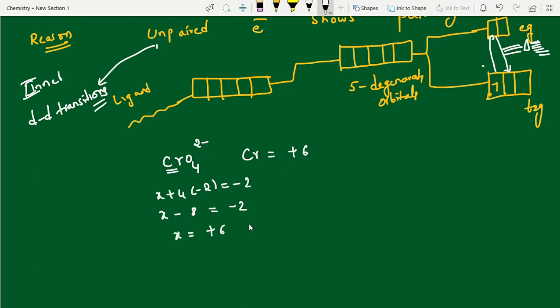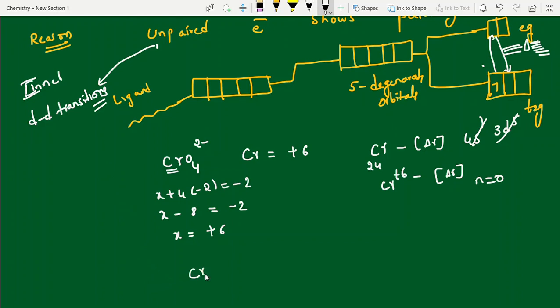Chromium plus 6. Chromium plus 6 means, what is the atomic number? 24. Outermost argon 4s1 3d5. See, 6 electrons gone. After 6 electrons, chromium plus 6 has the argon state. Here it is completely filled argon, n equal to 0. No unpaired electron, no d-d transition. That is not your answer, so go for the next option.